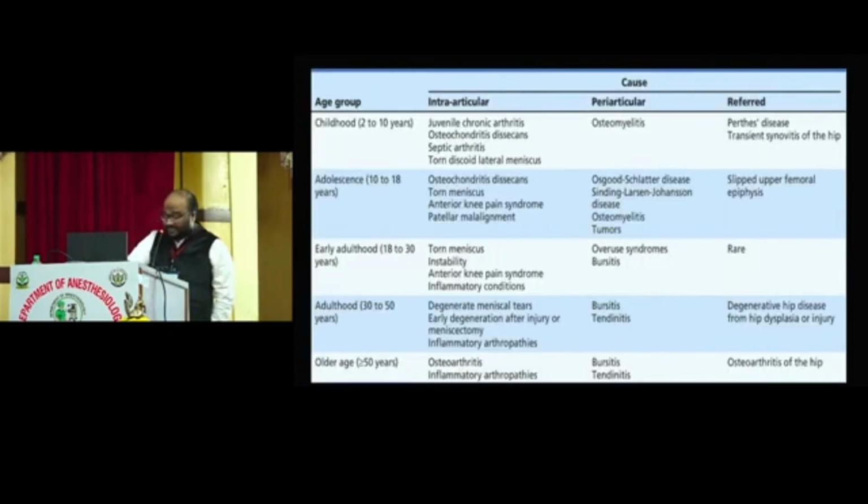So this is why I said age of the patient is important, because certain things come only during childhood, like a juvenile chronic arthritis. Most commonly the meniscus is torn in the adolescent age group. In adulthood, we get inflammatory arthropathies, and older age is the classic osteoarthritis. These are the intra-articular causes. Same for periarticular and referred pains.